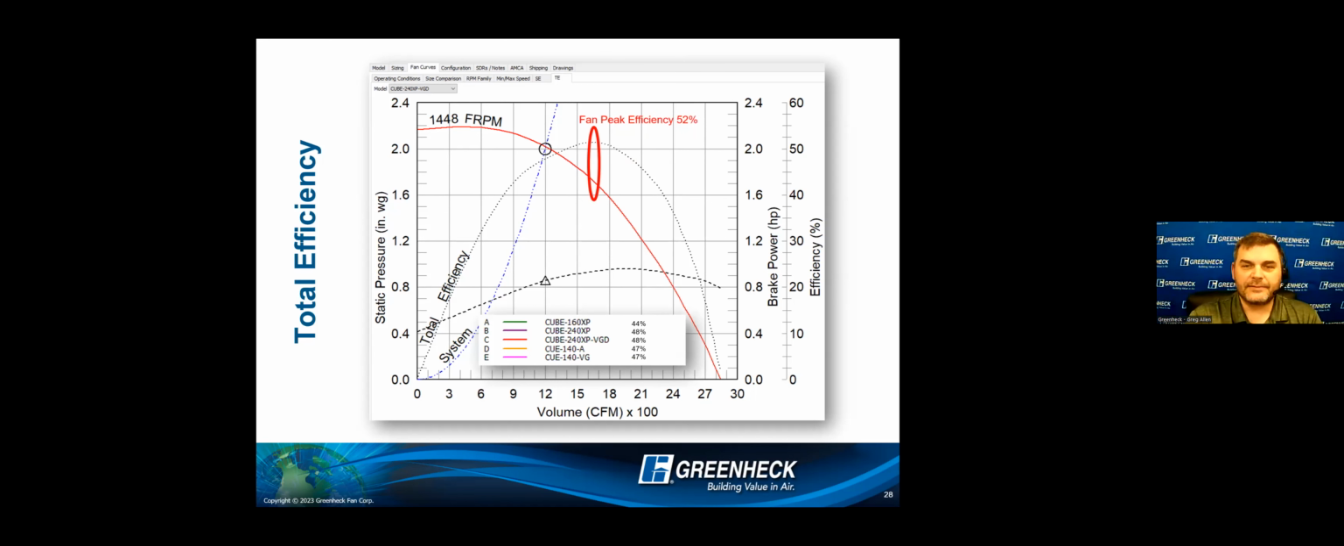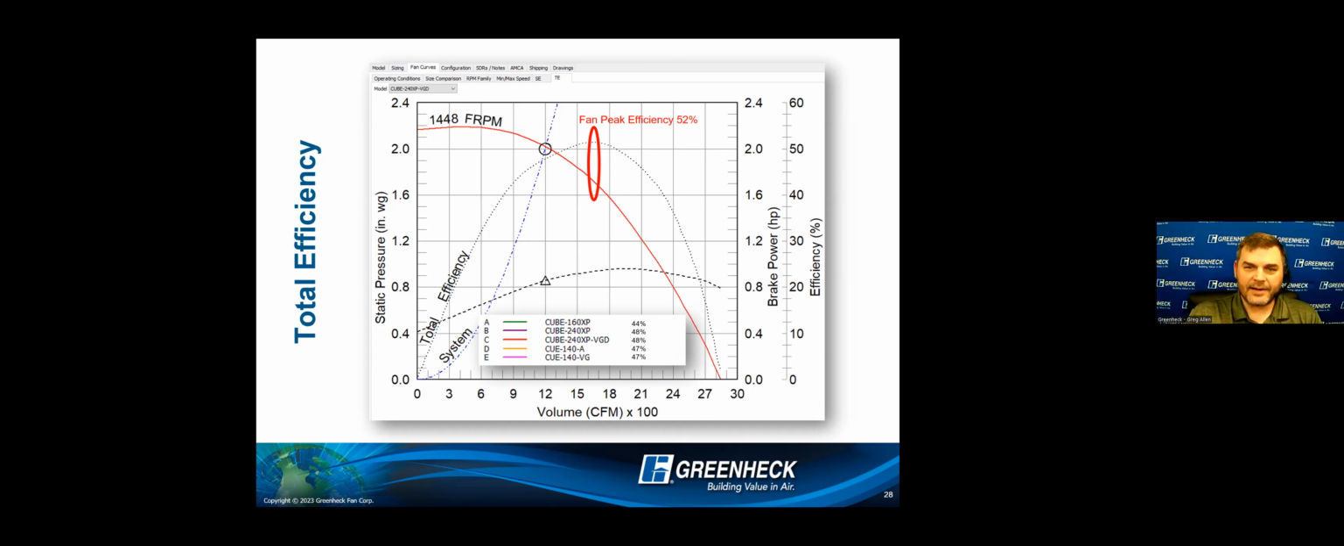All right. So just looking at total efficiency here, what I'm trying to circle in red is that peak point, right? This is that one point where this fan is as efficient as it'll ever be, right? And this is actually showing 52% efficiency on this curve, right? That's the top or peak point of operation. If you can run into that point exactly, perfect.